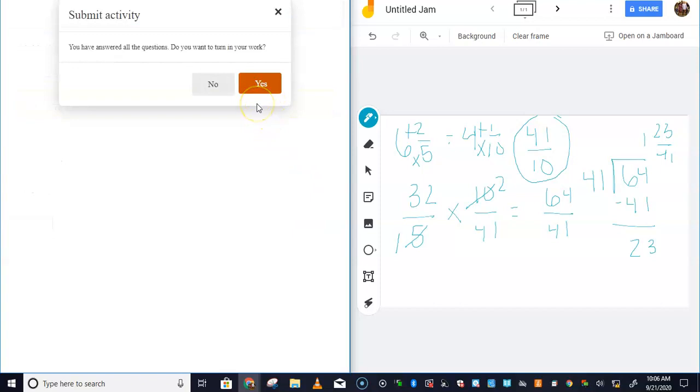If you're having trouble with those, head on over to Khan Academy and type in divide mixed numbers, and it will come up with some videos for you, and it will give you more practice problems.